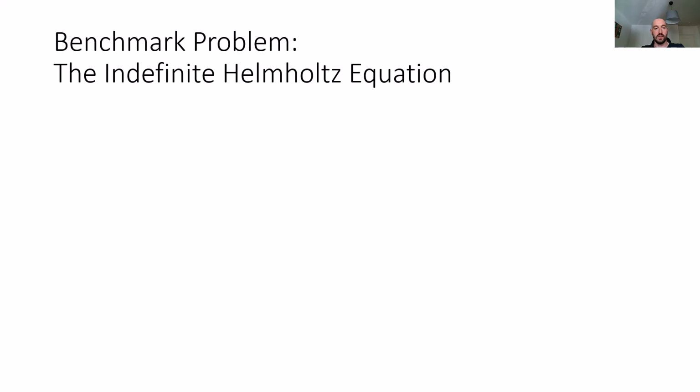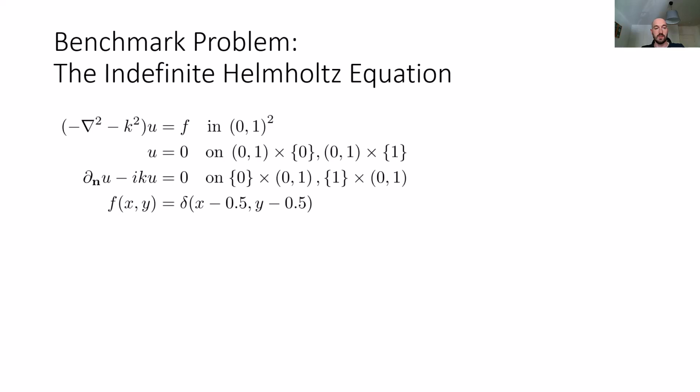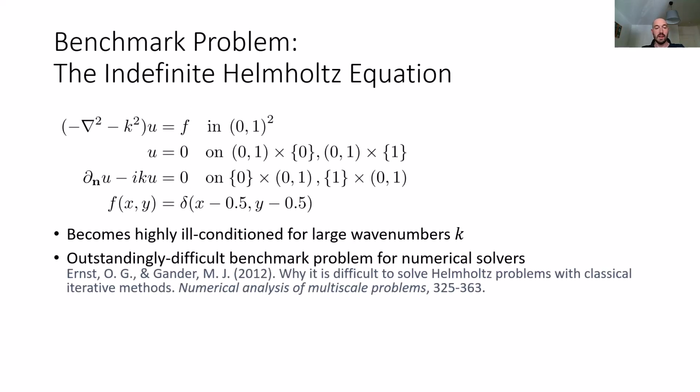To evaluate our approach, we consider the indefinite Helmholtz equation, for which you can see a formulation here. This equation is actually quite simple. It is just Poisson's equation with an additional term, minus k squared. But even though it is quite simple, for large values of the wave number k, it becomes highly ill-conditioned. So it's very hard to solve due to the problems that I described in the introduction. Therefore, it's considered an outstandingly difficult problem for numerical solvers, which you can also see if you take a look into the literature.